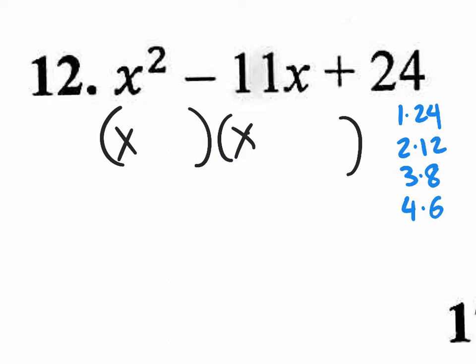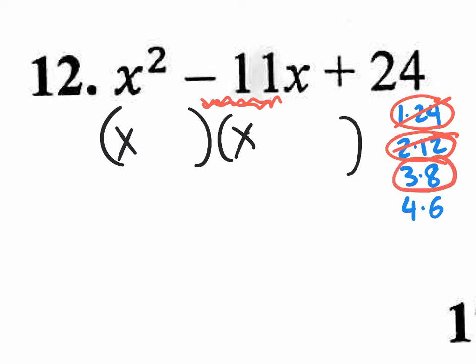Now, if I add 1 and 24, I get 25, and the b value is not positive 25, so I scratch that out. If I add 2 and 12, I get 14, and the b value is not 14, so I scratch that out. If I add 3 and 8, that gives me a positive 11. Now, I want the 11, but I want it to be a negative. So I have the right numbers, I just have the wrong signs.